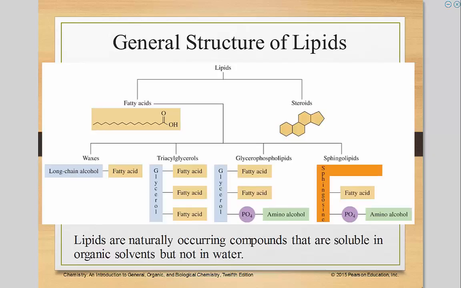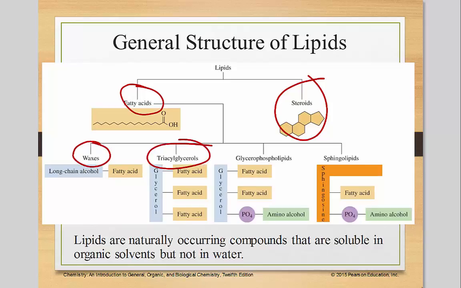So if you look at this chart, we have the fatty acid lipids on one side, and we have the steroids on the other. Once you get to steroids, that's all you have. There's only that one category for the steroids. But with fatty acids, we have waxes, trialkyl glycerols, glycerophospholipids, and sphingolipids, all containing fatty acids.